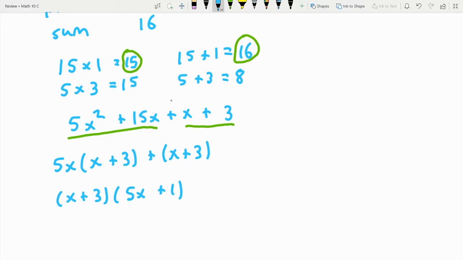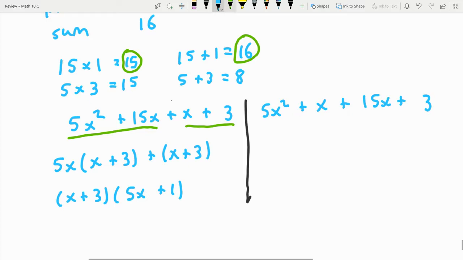And it doesn't matter what order you put the numbers 15 and 1 in once you find them. For example, if I wanted to, I could write 5x squared as my first term, and keep 3 as my last term, of course. But instead of putting 15x first, I could put x first and then write 15x next. Then I can consider these two terms and these two terms and try to find a greatest common factor again. In this case, I can divide out an x, so I should be left with 5, x plus 1.